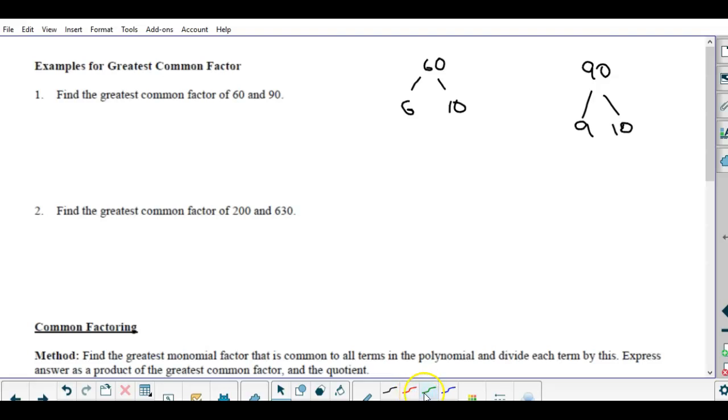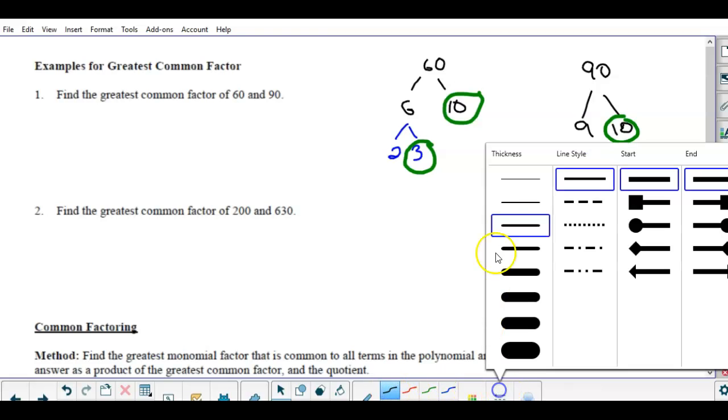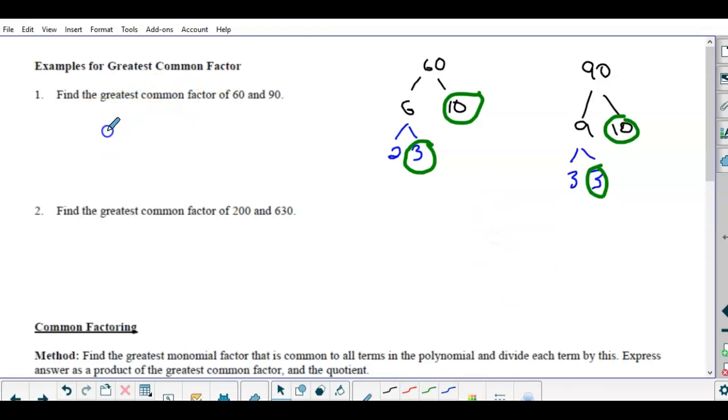All right, so now this is common to this, but I haven't prime factorized the other. So here, 6 is 2 times 3, and 9 is 3 times 3. So now what's common there is this 3. So the greatest common factor, and we often abbreviate that to GCF, is 30.